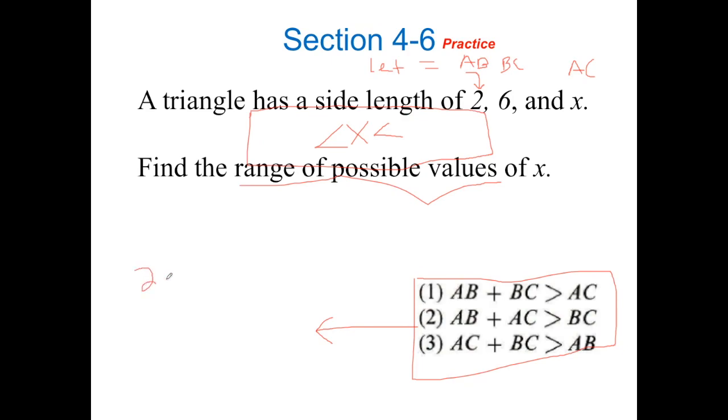AB, what's AB? AB is 2, and BC is 6. So that means the first thing that we can say about AC, and AC is just x, right? AC is x. The first thing we can say about x is that x needs to be less than 8.